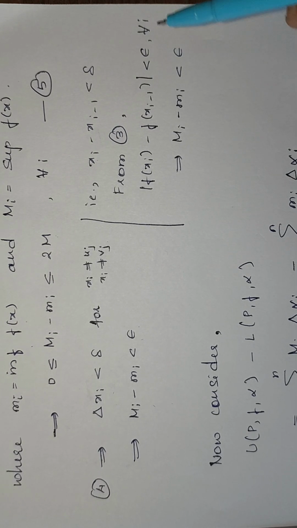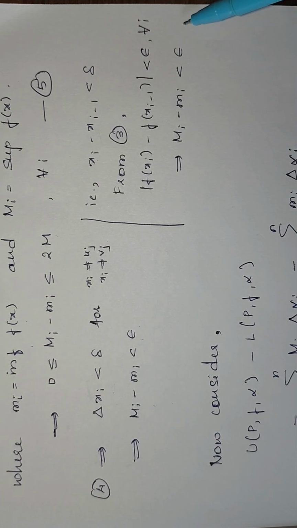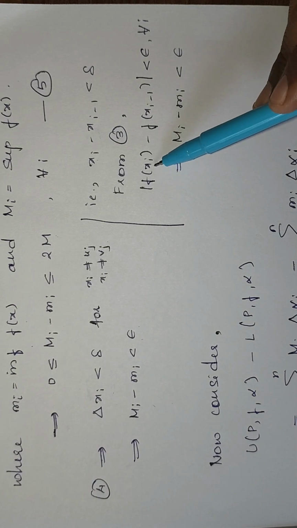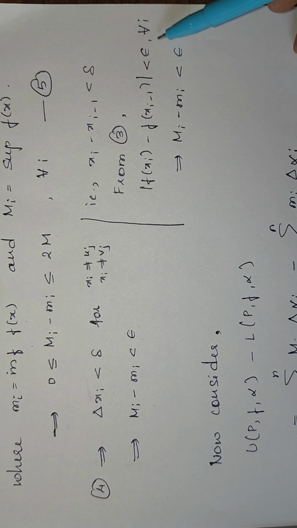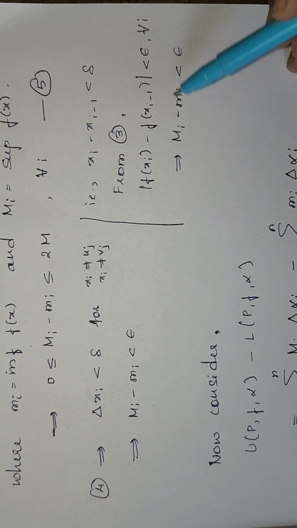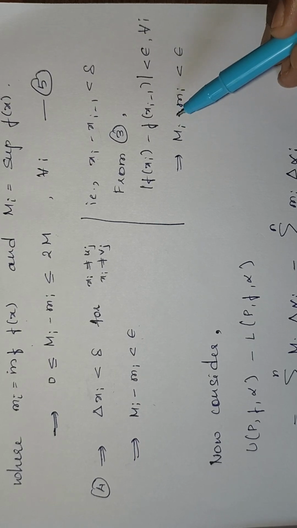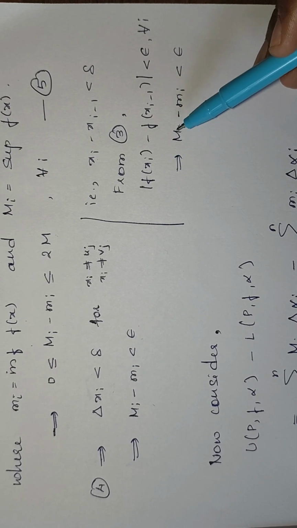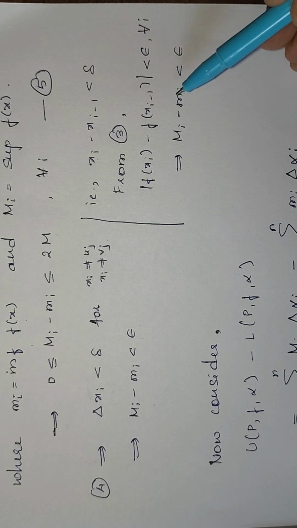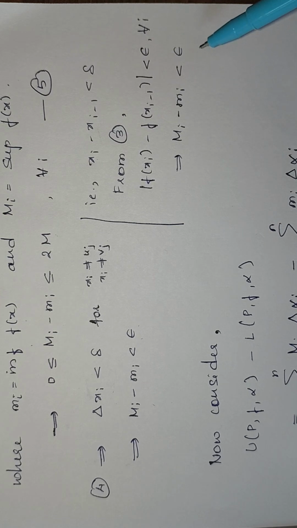holds for all i. And since this holds for all i, then obviously the difference between capital Mi and small mi is less than epsilon, right? See here, the modulus of f of xi minus f of xi minus 1 is less than epsilon, and this holds for all i, so obviously this holds for this also, because at some point f of xi will be Mi, and at some point f of xi will be small mi. So the difference between these two is also less than epsilon.